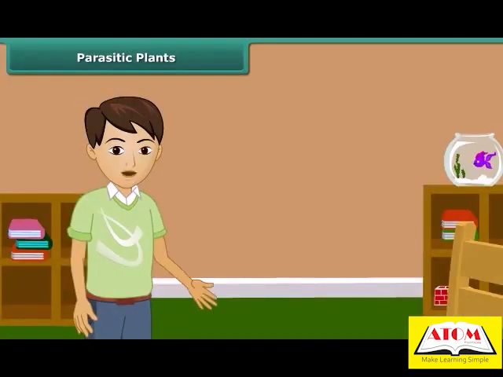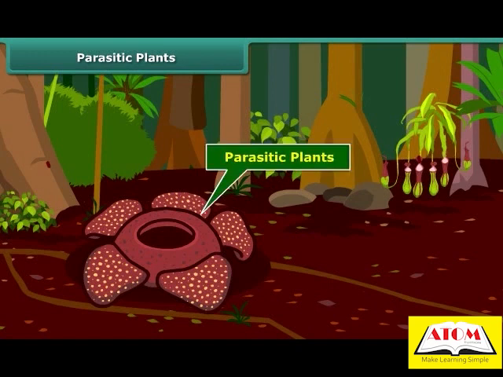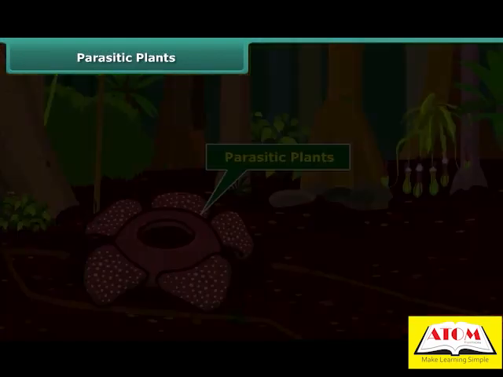Let's start with parasitic plants. The plants which obtain their food directly from other plants are known as parasitic plants, and those plants from which they obtain food are known as host.